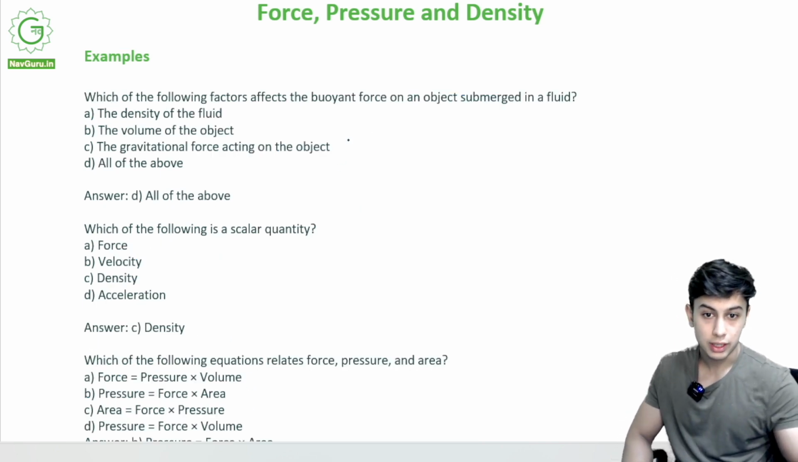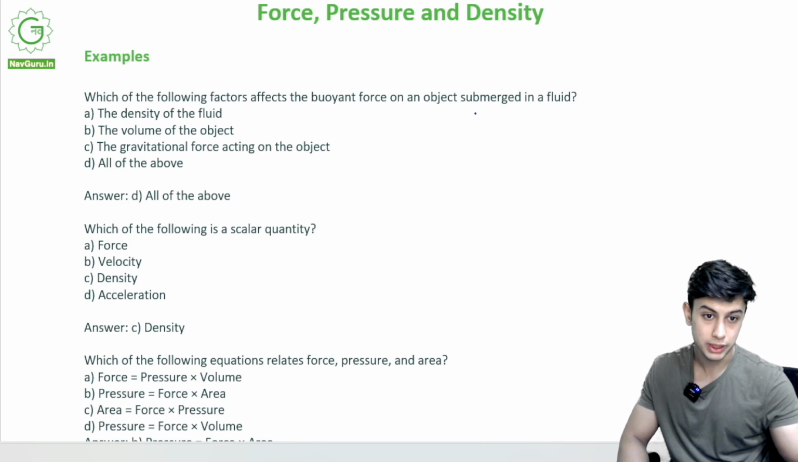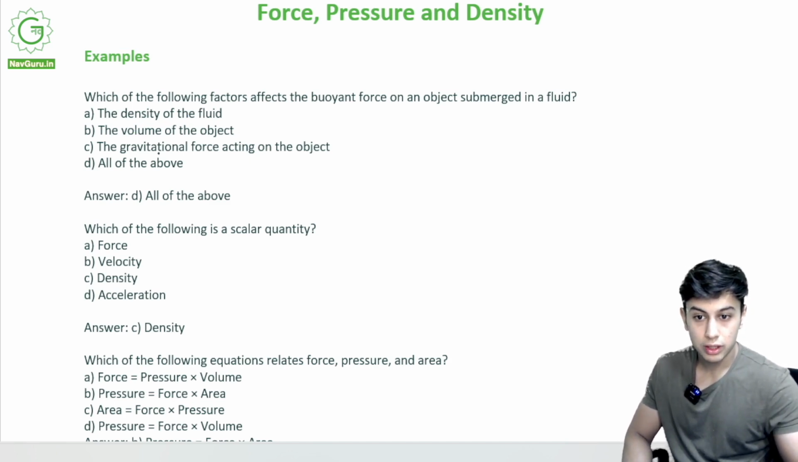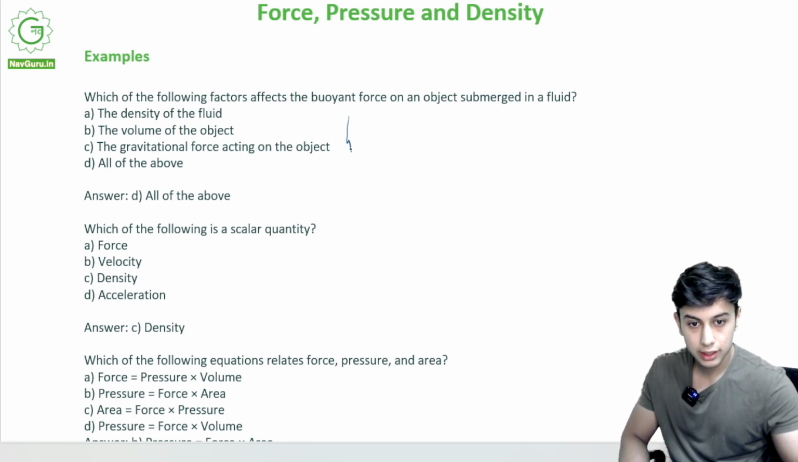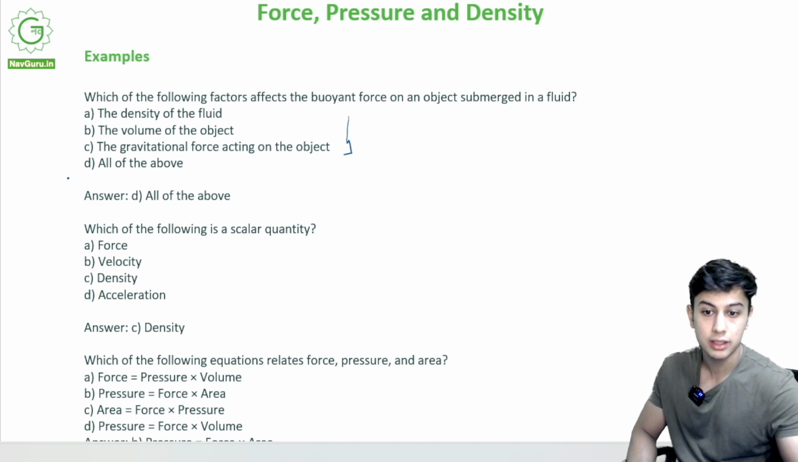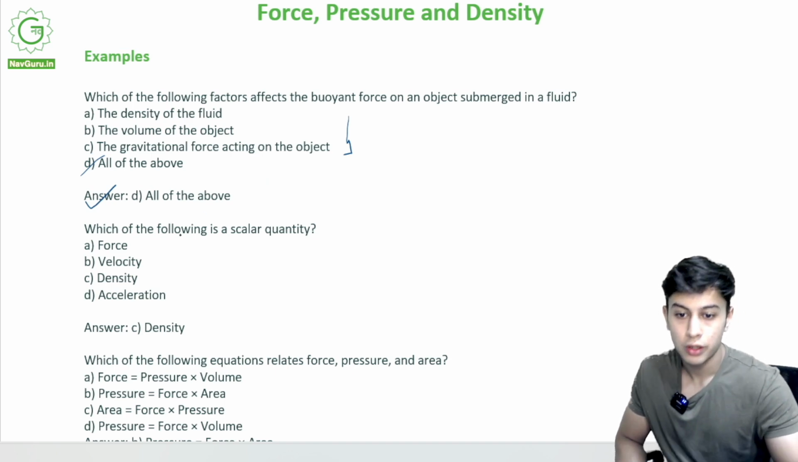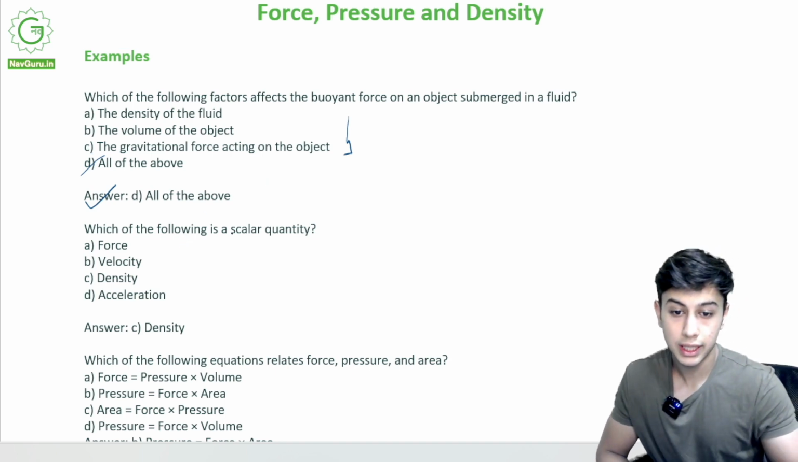Which of the following factors affects the buoyant force on an object submerged in a fluid? Buoyancy is the tendency of a liquid to put an upward thrust on whatever is put inside it. The density of the fluid, the volume of the fluid, the gravitational force acting on the object, every single thing will affect the buoyancy. So the answer is D, all of the above.